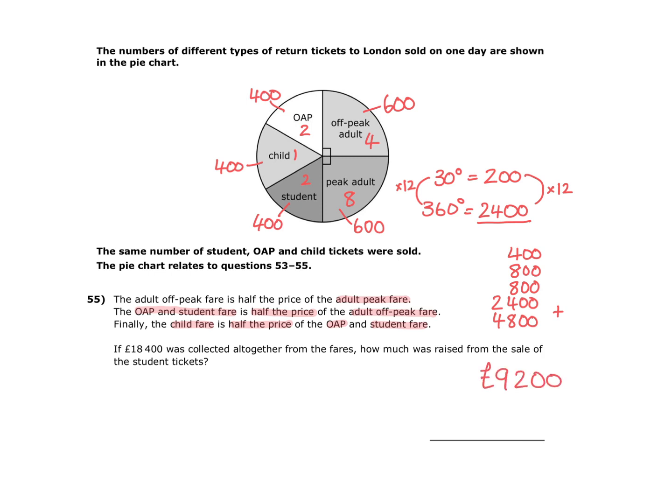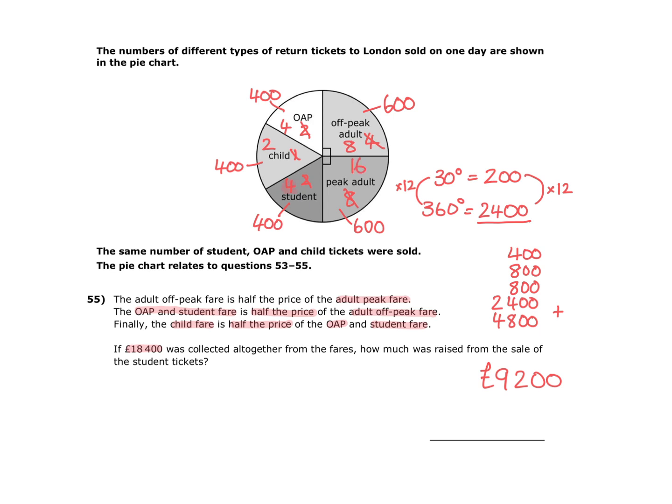If I add all of those amounts together though, this gives me a total of £9,200. This total is only half of the amount that was actually collected for the tickets, so that means these prices are all half the amounts they should be. In other words, the OAP and student tickets are actually £4 each, the children's tickets cost £2 each, the off-peak adult ticket is £8 and the peak adult ticket is £16.